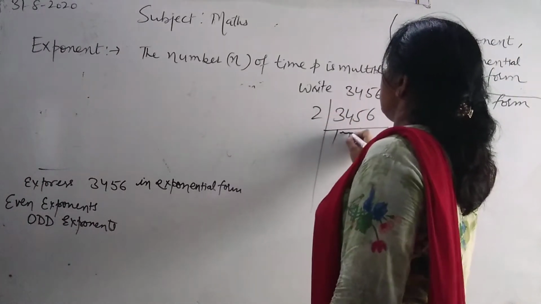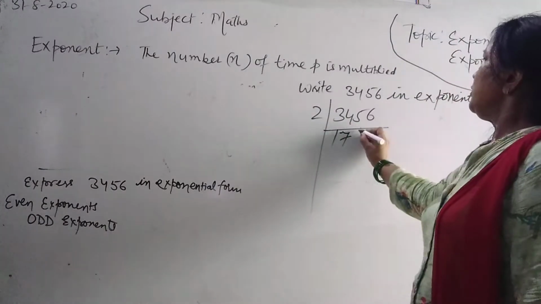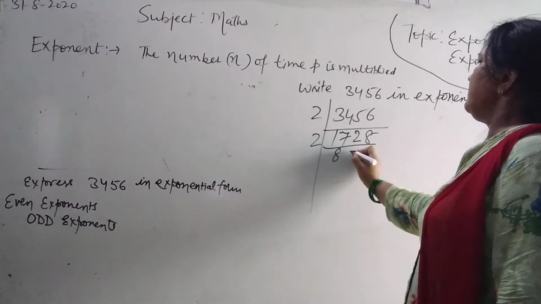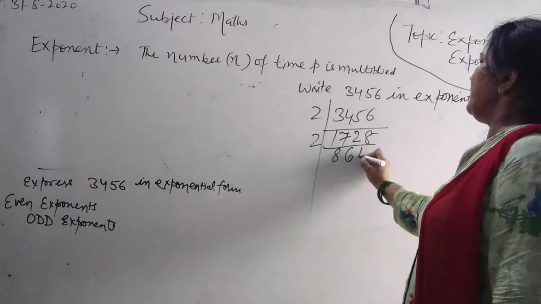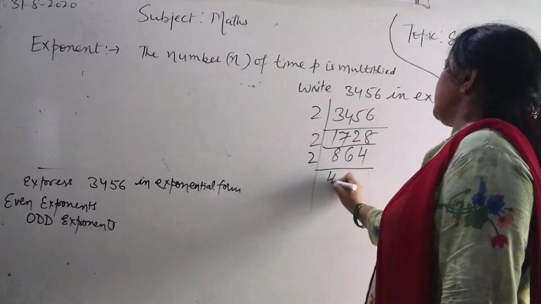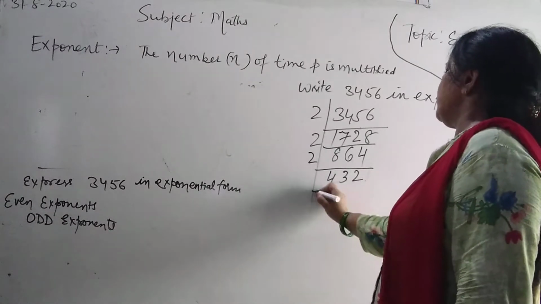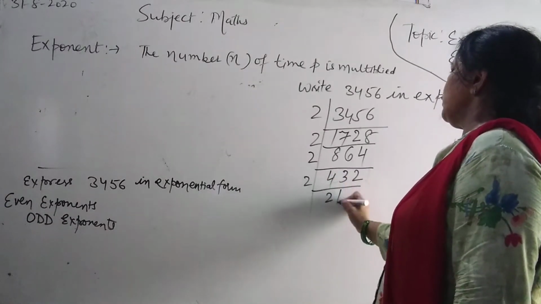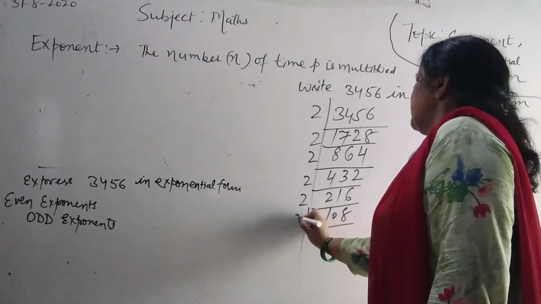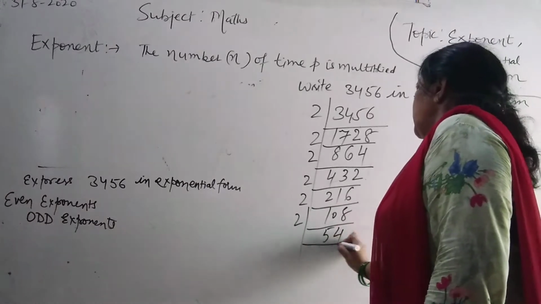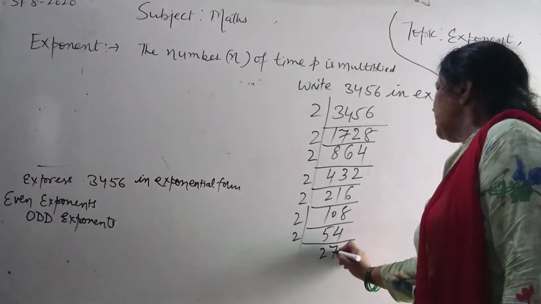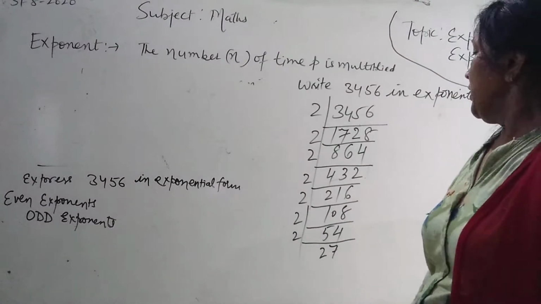2 ones are 2, 2 sevens are 14, 2 twos are 4, 2 eights are 16. Again by 2: 2 eights are 16, 2 sixes are 12, 2 fours are 8. Then again divide by 2: 2 fours are 8, 2 threes are 6, 2 twos are 4. Again by 2: 2 twos are 4, 2 ones are 2, 2 sixes are 12. Again by 2, even number. Again by 2: 2 fives are 10, 2 fours are 8. Again by 2: 2 twos are 4, 2 twos are 4, 2 sevens are 14.